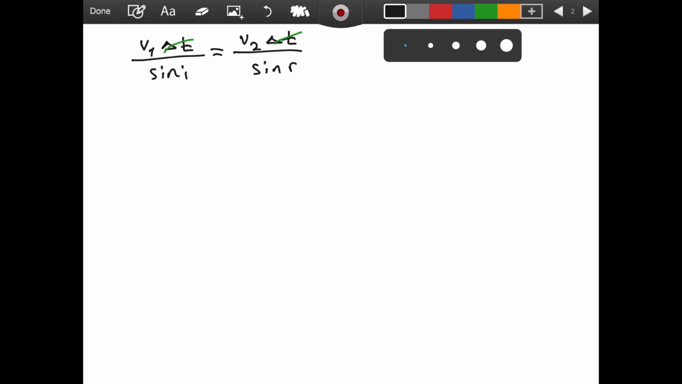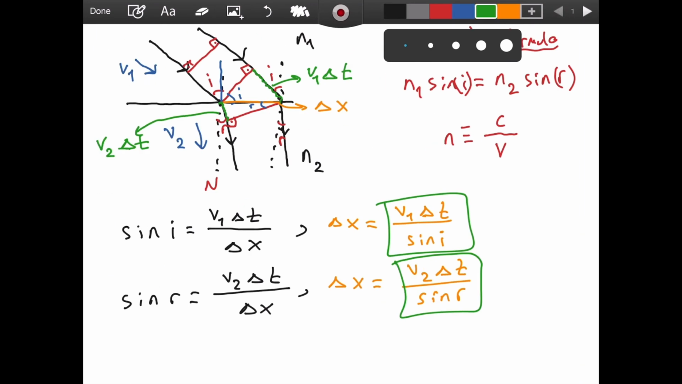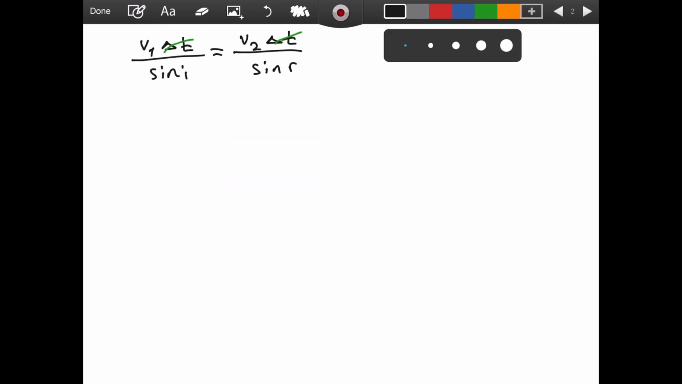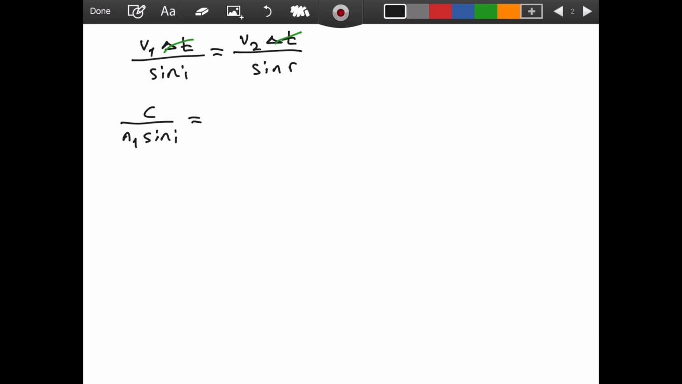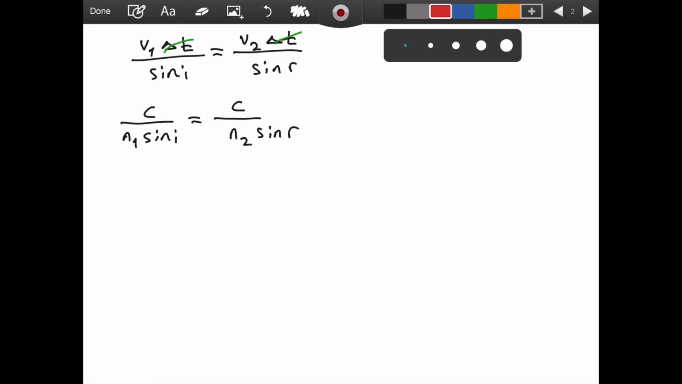So for V, what can I write? If we return to the definition of N, the refractive index, then I can say V is equal to C divided by N. Alright? I just rearranged the definition of refractive index. So this means for V1 I can write C divided by N1. Then we have sine of I is equal to, for V2 I can write C divided by N2, and then we have sine of R. And here the speed of light in space cancels. It makes sense. And now look at this. This is looking very similar to Snell's formula, right? It is indeed Snell's formula.